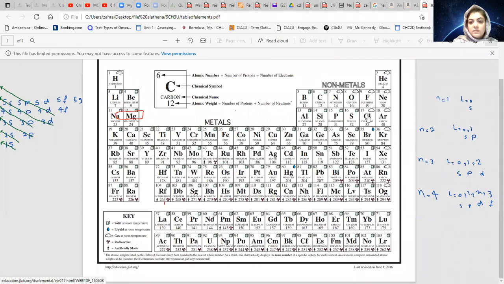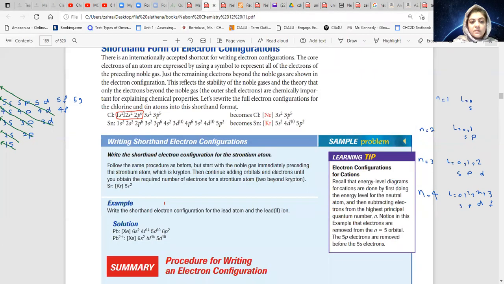So see, here is Cl. You just fill one by one until you get Cl. The previous noble gas is Ne. Everything until here is filled, which is 1s2, 2s2, 2p6. So to make it shorthand, you put that in brackets, [Ne], and just rewrite the rest.